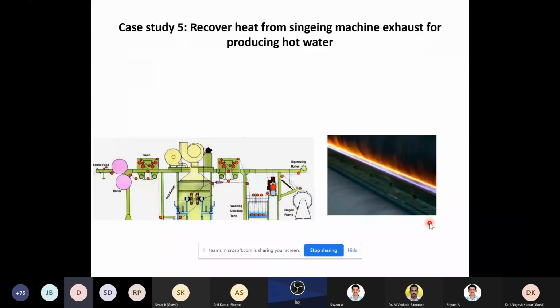And heat recovery, like hot water generation from these kinds of waste sources. Singeing is one process in the textile industry where the small fibers are burnt using LPG, and this is connected to a hood and then taken out. So we can generate hot water of 70 degrees, which can minimize the steam consumption.